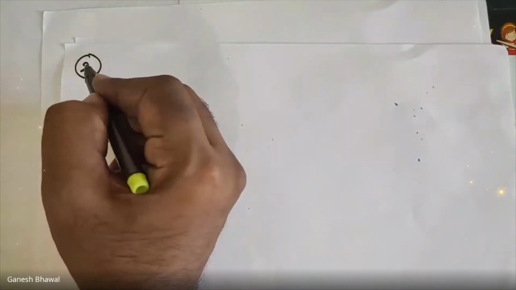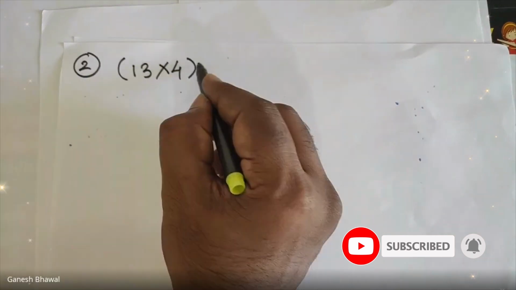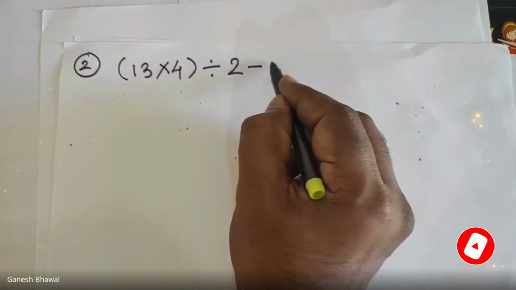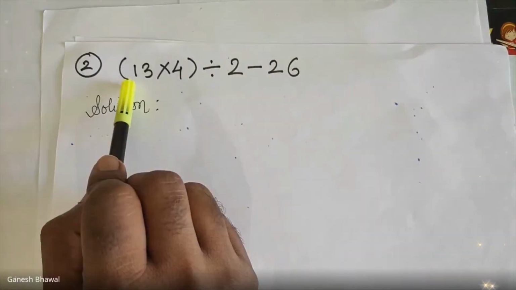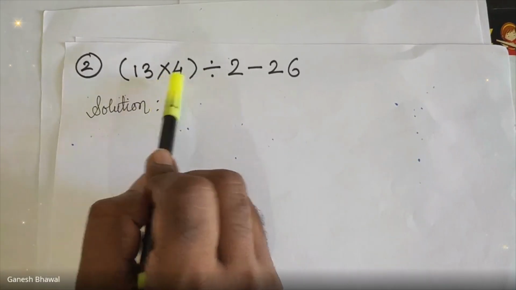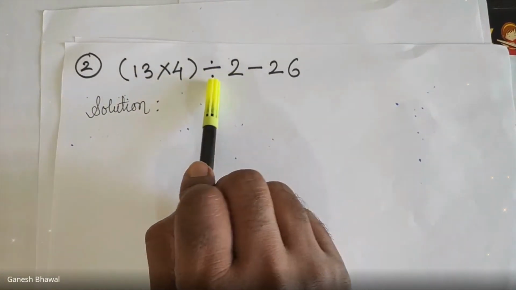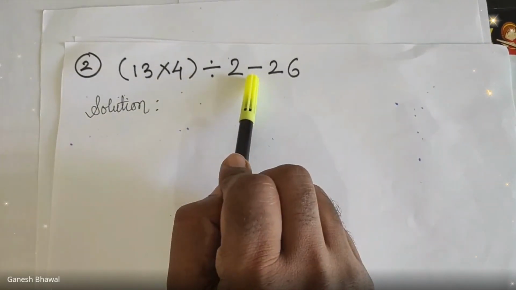Number 2, open the bracket. In the bracket 13 multiplied by 4, divided by 2, minus 26. Write down the solution. First thing, a bracket is given. In the bracket multiplication is there. Now outside the bracket a division sign is there. It means a division operation, and subtraction is there.